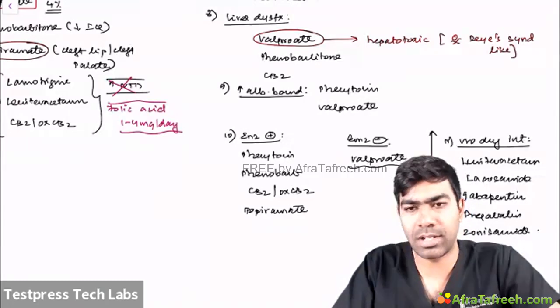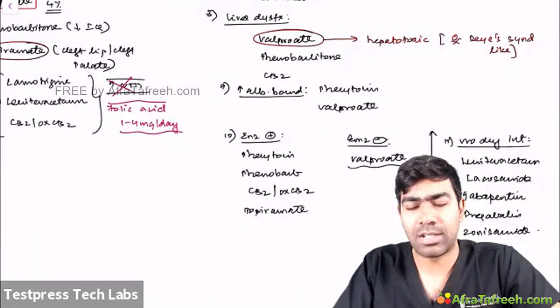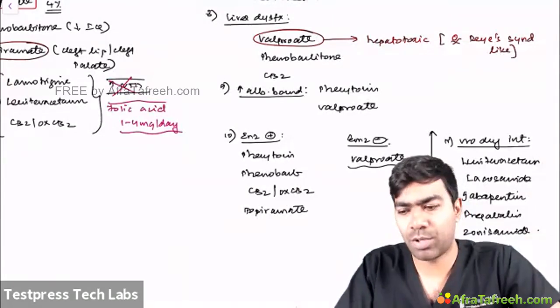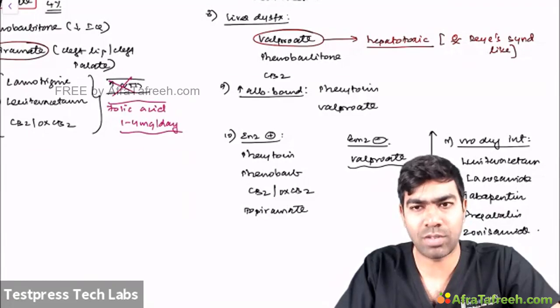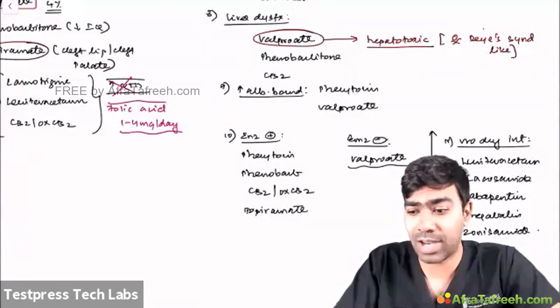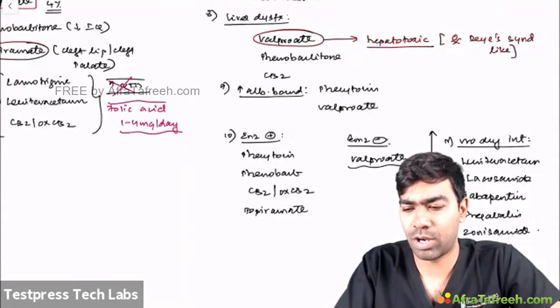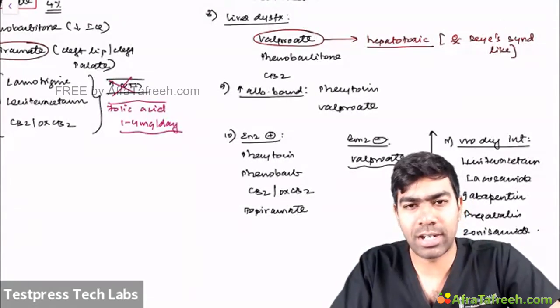So if the patient comes with encephalopathy suddenly after taking valproate, that's highly possible, because they are very, very hepatotoxic drugs. And this is the same reason why we avoid the use of valproate in children less than 3 years of age, because they have a high risk of development of Reye's syndrome already. So that's why we don't give it in children less than 3 years.